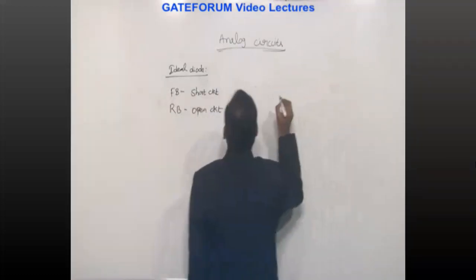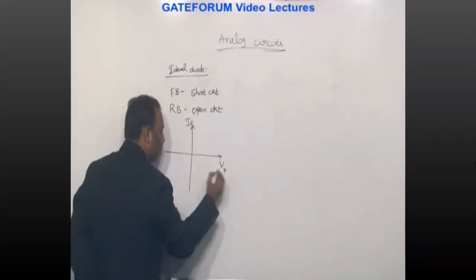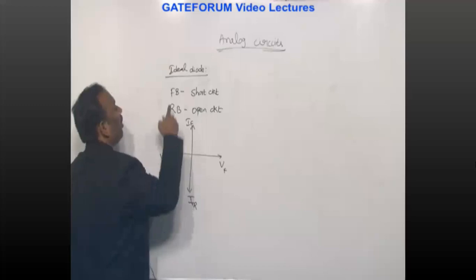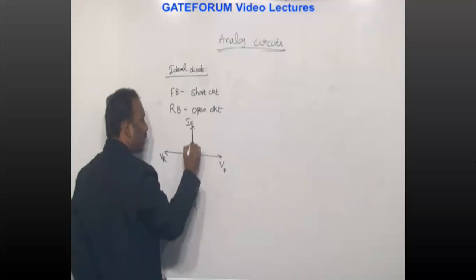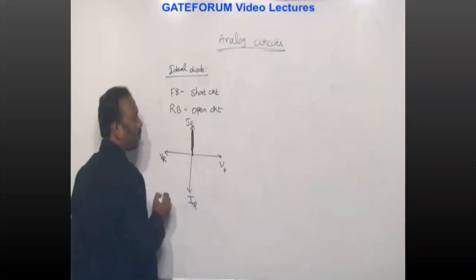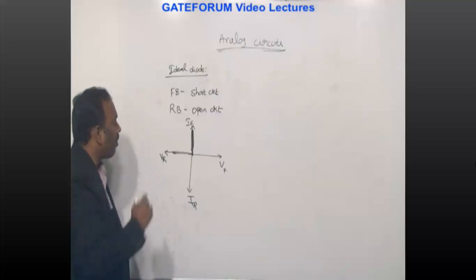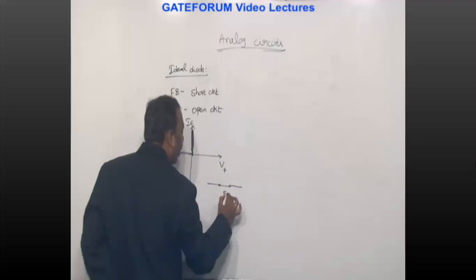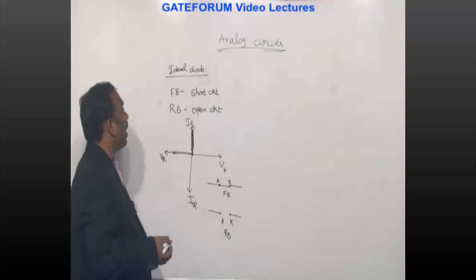So the VI characteristics are like this: VF, IF, IR, VR. Forward bias, short circuit, current is maximum. Short circuit means voltage is zero, so at 0 volt, current is maximum. Under reverse bias condition, open circuit, current is zero. So these are the VI characteristics. And the diode is replaced by a short circuit under forward bias condition, and an open circuit under reverse bias, if it is an ideal diode.